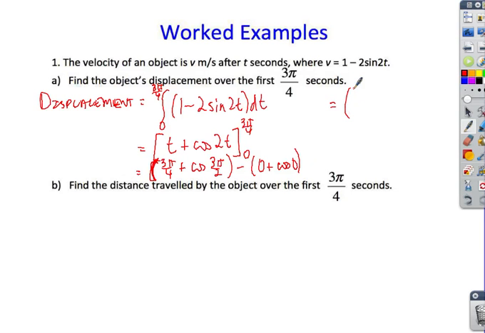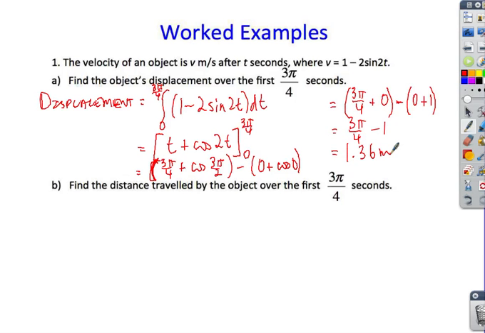So in the first set of brackets, we have 3 pi over 4 plus 0. Cos of 3 pi over 2 is 0. Again, if you need to review that, check that. And then the second brackets, it's 0 plus 1, okay? Which gives us the answer 3 pi over 4 minus 1, which can be evaluated on your calculator to be 1.36 meters.